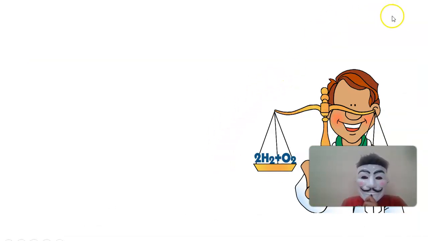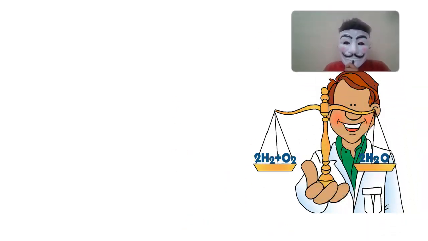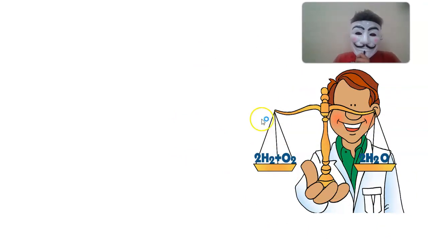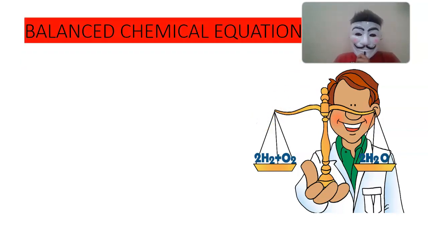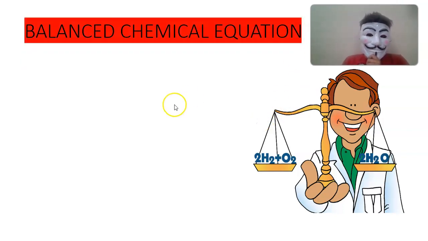Now I'm giving you a hint about what our next topic is. You have already learnt about chemical equation. Now you will learn the next topic, and I think you can get some hint from this picture. Yes, I think you are right. Let's go ahead, and it is balanced chemical equation. So let's see. Yes, so balanced chemical equation.